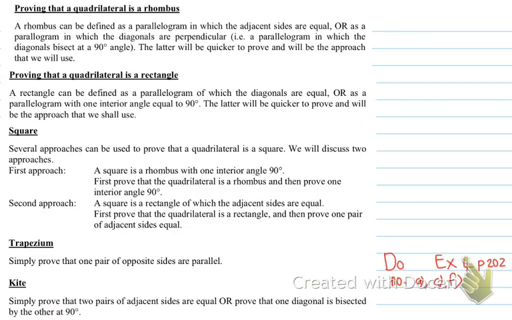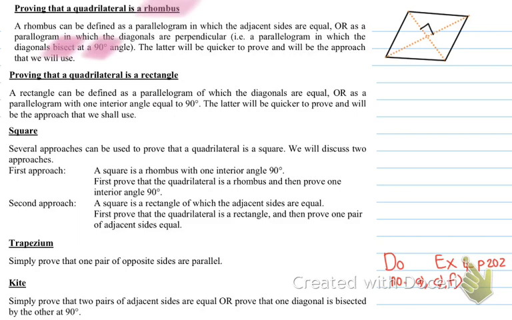The first one is a rhombus. To prove that a quadrilateral is a rhombus, let's quickly draw one just roughly. Roughly, a rhombus can be defined as a parallelogram in which the adjacent sides are equal, or as a parallelogram in which diagonals are perpendicular. So which means the diagonals have to be perpendicular to one another. Okay, so that's the method that we're going to use. We are going to show that they bisect and that they bisect at a 90-degree angle.